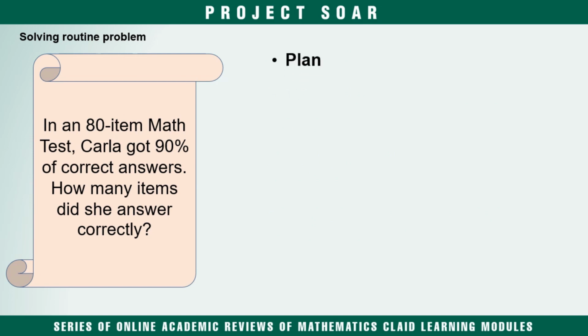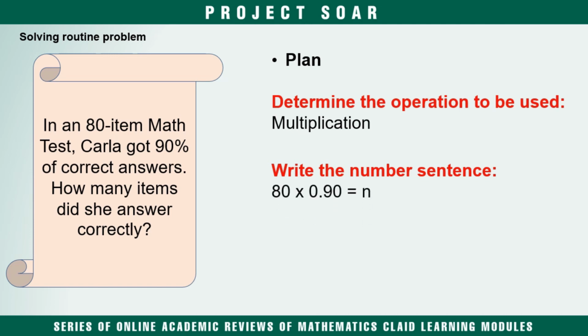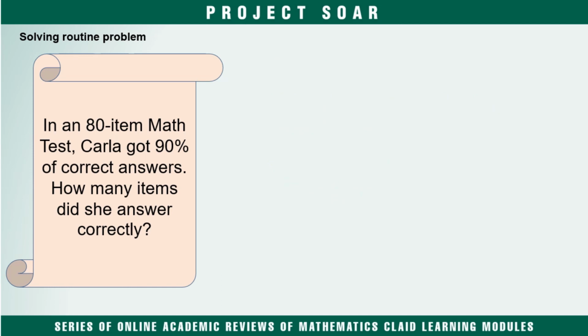After we understand the problem, next is we are going to formulate a plan. Determine the operation to be used. In this problem, we are going to use multiplication. Then, write the number sentence. 80 times 0.90 or 90 hundredths equals n. Take note that 90% in decimal form is 0.90 or 90 hundredths.